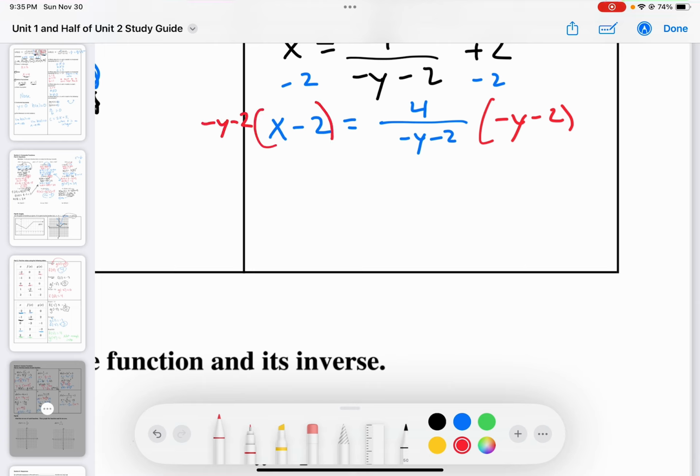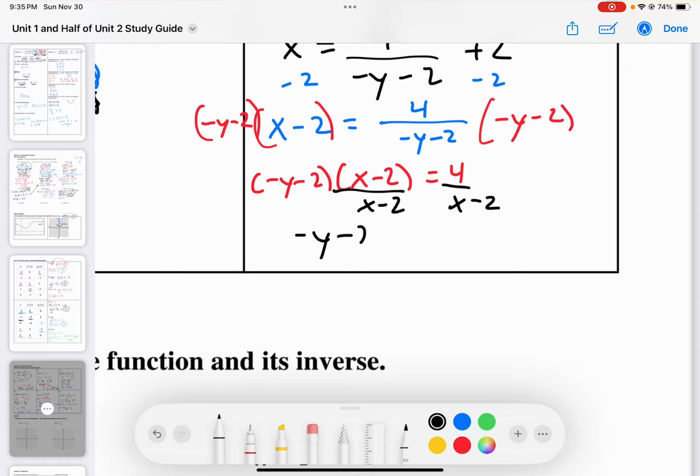Negative y minus 2. And so on this side, we get negative y minus 2 times x minus 2 equals 4. Now I can divide away this x minus 2. We get negative y minus 2 equals 4 over x minus 2. Now just solve for y. Negative y equals 4 over x minus 2 plus 2.